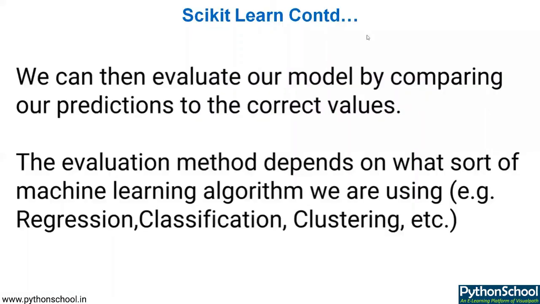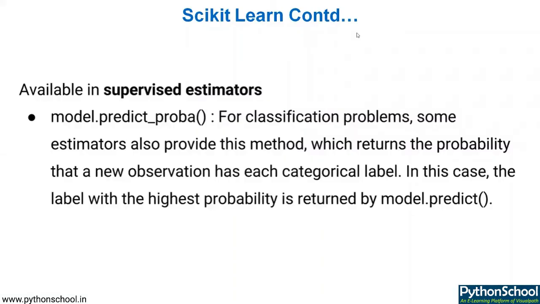We can then evaluate our model by comparing our predictions to the correct values. The evaluation method depends on what sort of machine learning algorithm you're using, for example regression, classification, clustering, etc. Different evaluation methods are used for regression, classification, clustering, etc. Scikit-learn strives to have a uniform interface across all methods, and we will see examples of these. Given a scikit-learn estimator object named model, the following methods are available. Let us see some of these methods.